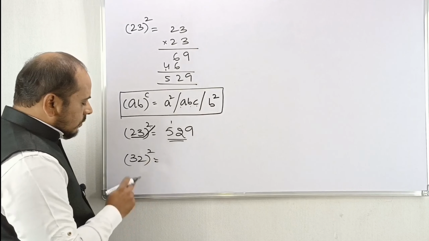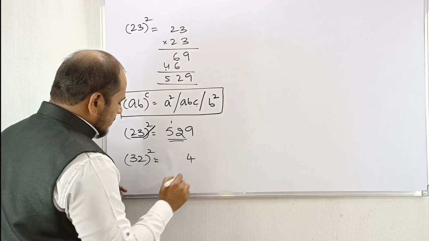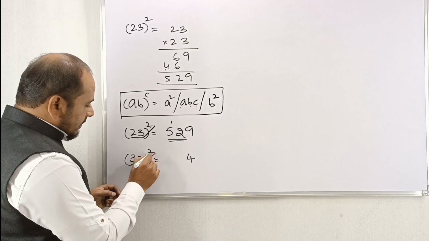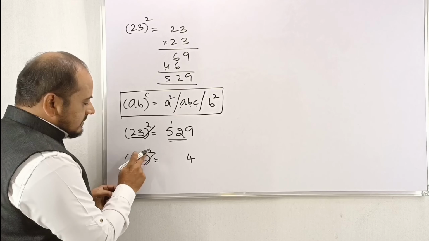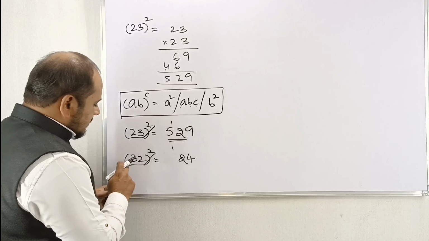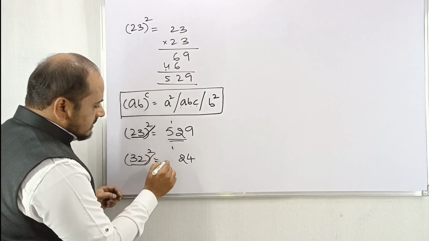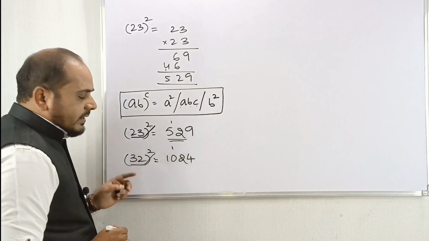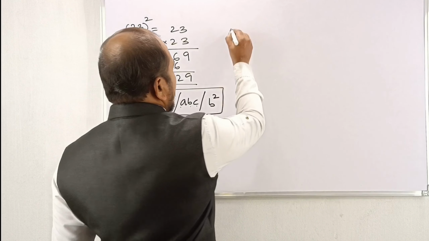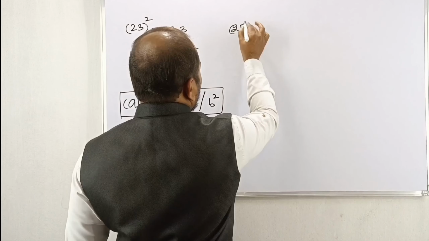32 whole square. What to do first? 2 square, 4. Then after you have to multiply these 3. 3 twos are 6, 6 twos are 12 upon 1. 3 square is 9 because of A square. 3 square is 9. 9 plus 1, 10. 1024. In the same way, you can take 25 whole square.